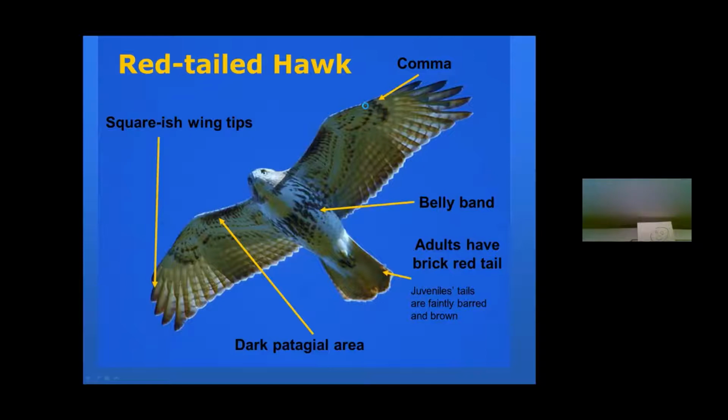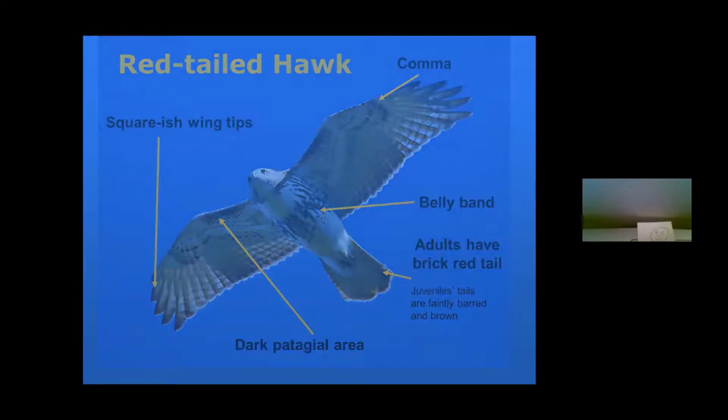See how this is sort of a translucent, squarish, rectangular to squarish area shining through the outer primaries. We call that a window, especially when it's backlit by the sun or the sky. So that's a good characteristic to help define it. But if you can see a patagial area and the belly band, and even if you don't see a red tail, because maybe it's perched and the tail's blocked, you can definitely count that as a red tail in your binoculars or scope.